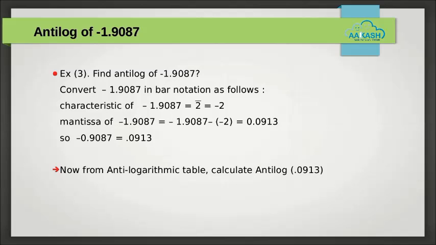Now let's solve another example by a slightly different method. Find antilog of minus 1.9087. So firstly convert minus 1.9087 into bar notation. After conversion we get characteristic of minus 1.9087 equals minus 2, and its mantissa as 0.0913. So from antilog table we will calculate antilog of 0.0913.